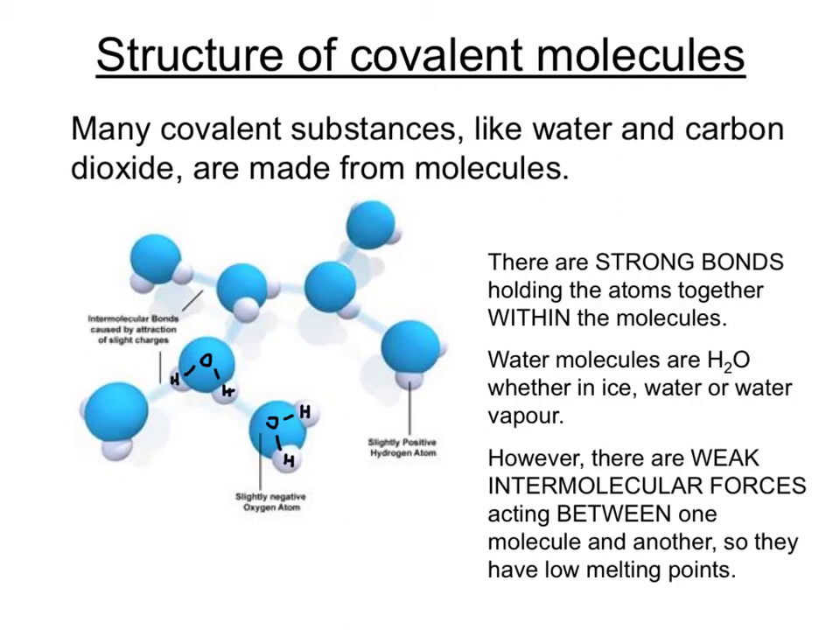Now there are very strong covalent bonds within the molecules, and these don't break whether we melt the ice or boil the water that's made. These strong covalent bonds remain intact. However, in ice there are very weak attractions between one molecule and its neighbours. These weak attractions are easily overcome, and therefore these substances have got low melting points and low boiling points.